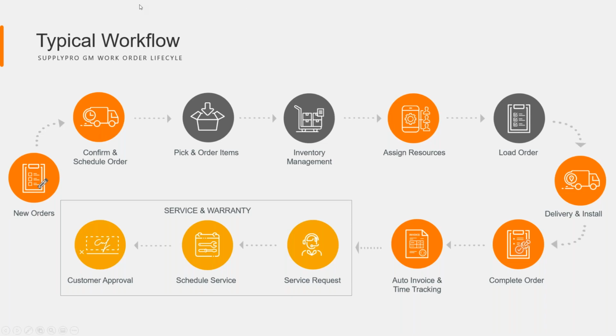But typically what we see is everything starting with getting your new orders. And that's usually where you pick things up today in SupplyPro. Confirming and scheduling the orders. Confirming them you can do today in SupplyPro. Scheduling them for your own benefit, not so much. So that's where the process stops today. Everything that happens after that in this workflow is something that the GM will add to your process to help you better manage your own internal processes, resources, such as your crews, material requirements, and so on.